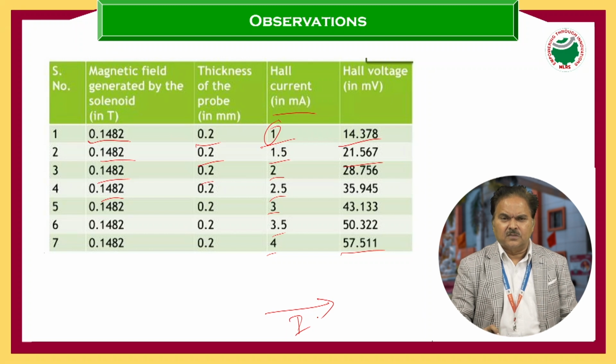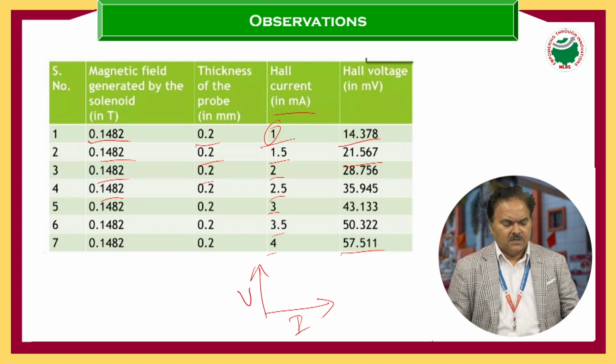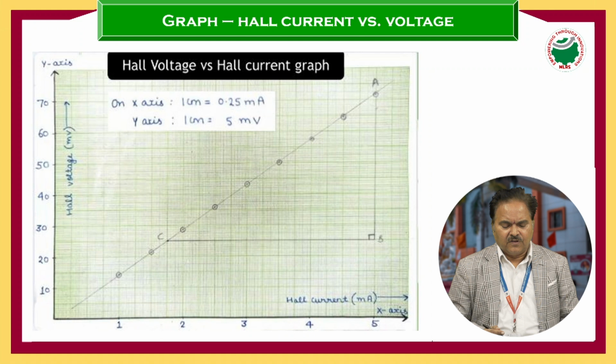So this is the induced one. We don't know how much voltage is coming, so that voltage we will take on the y-axis. For this purpose, this way we will draw the curve, draw the graph. Then the curve will be like this.